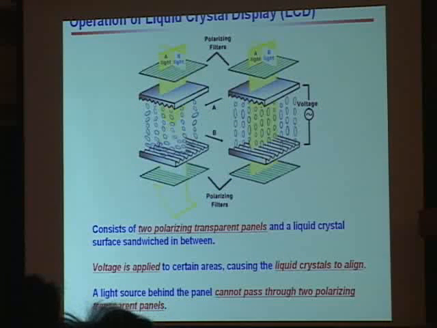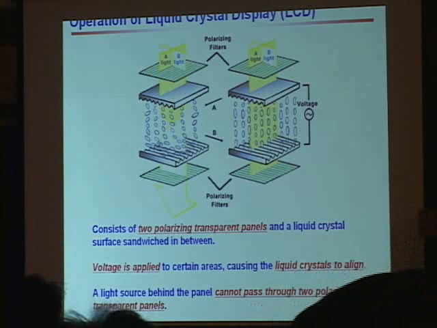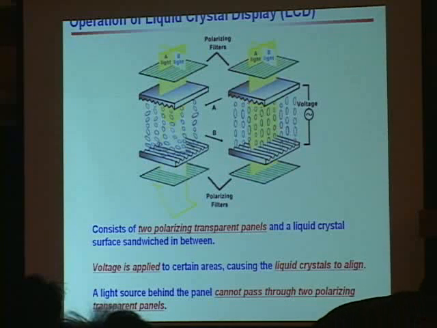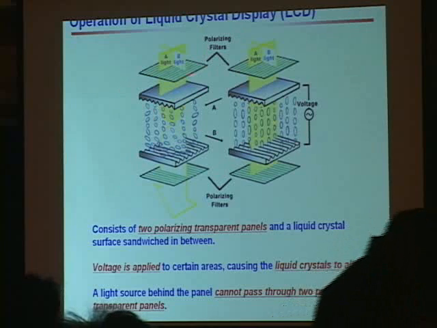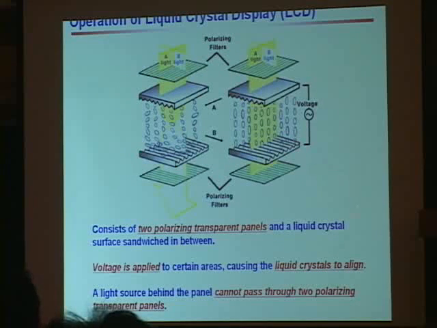This slide shows how an LCD can be operated. As shown here, the LCD consists of two cross-polarized transparent panels, and the liquid crystal exists between these two cross-polarized panels. When voltage is applied, the liquid crystal is aligned like this. In this case, the light source cannot pass through the cross-polarized panel, so we can see the image or not.